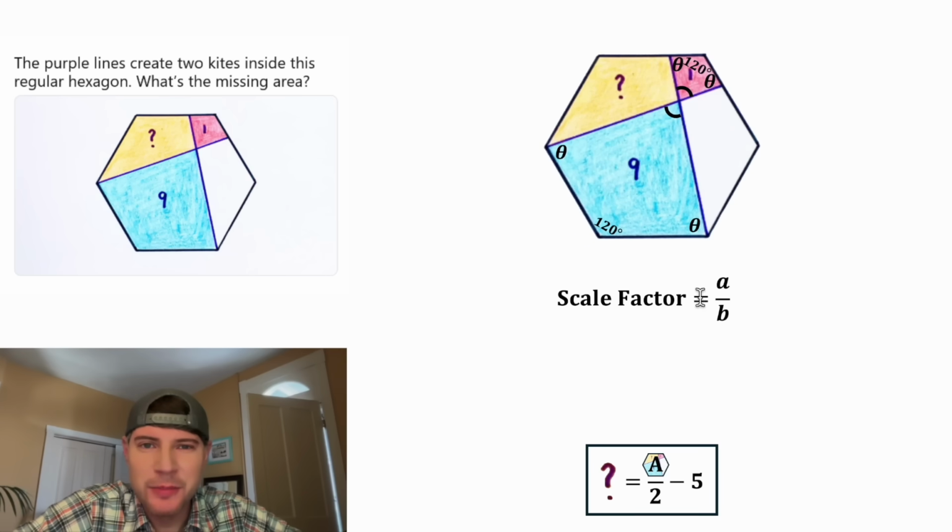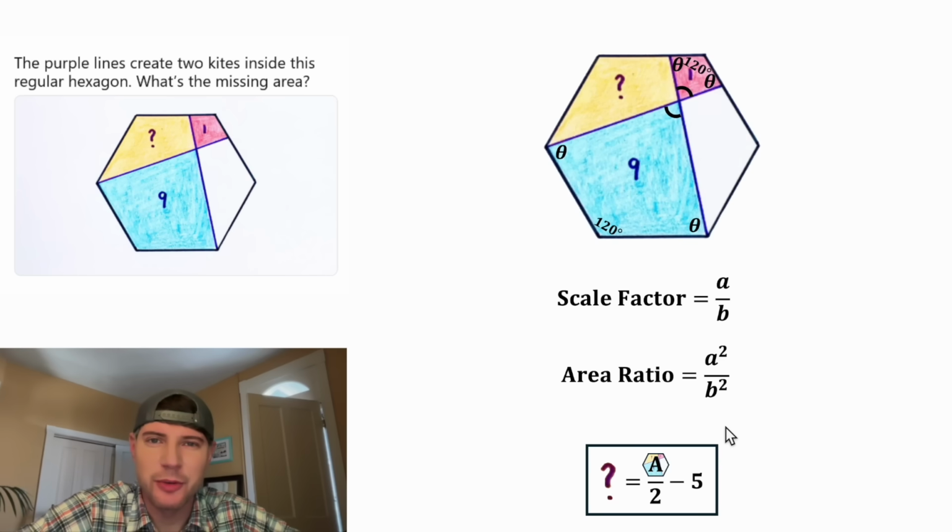That means there's some scale factor A over B between the two kites. So the ratio of this side over this side would be A over B, or the ratio of this diagonal over this diagonal would also be A over B. And the area ratio is always the scale factor squared. So we can think of that as A squared over B squared.